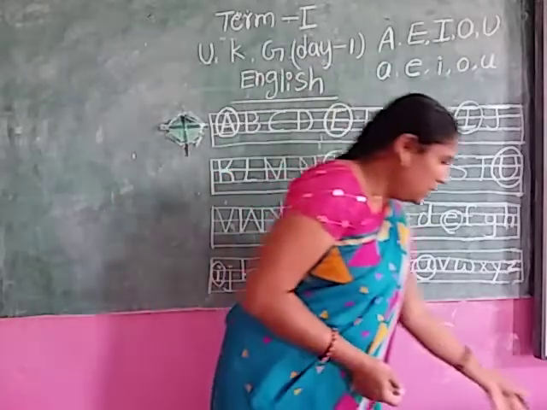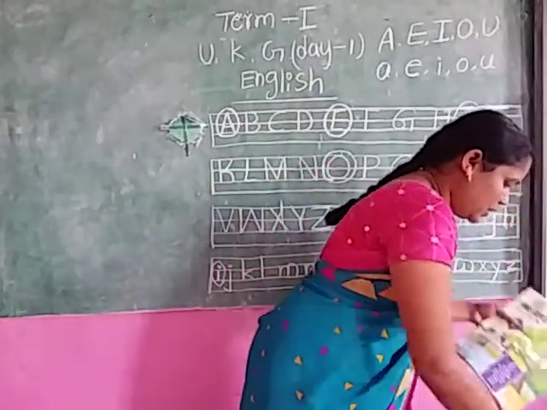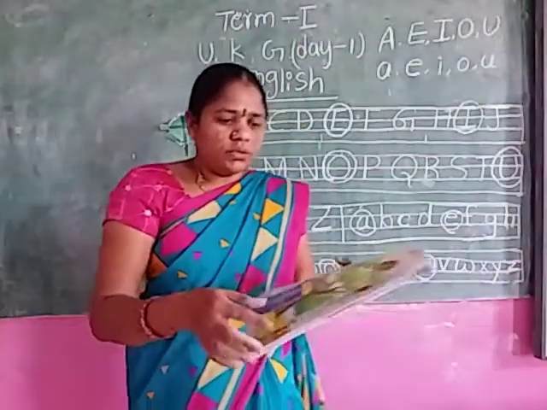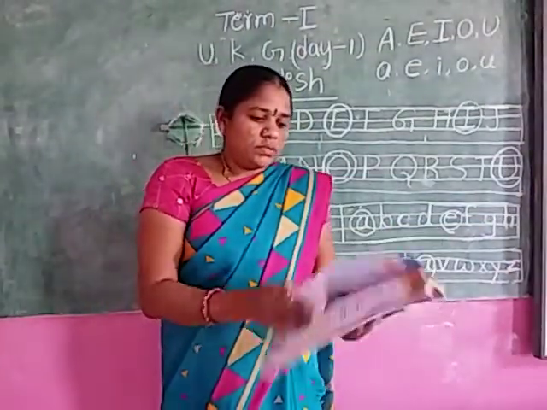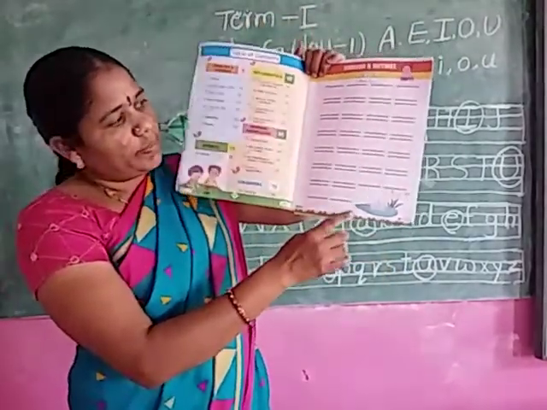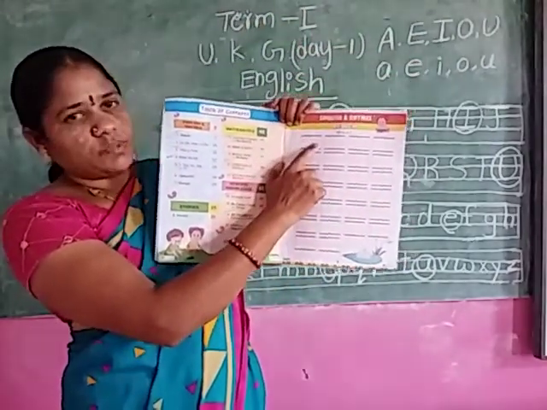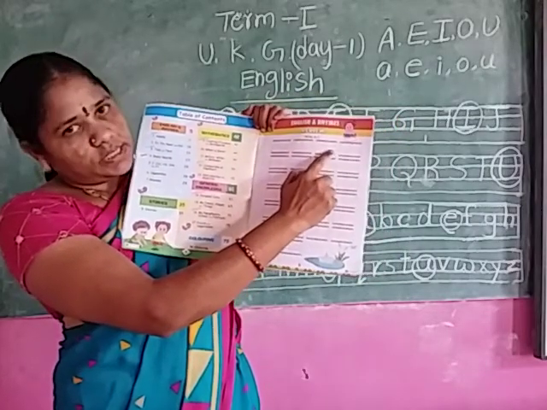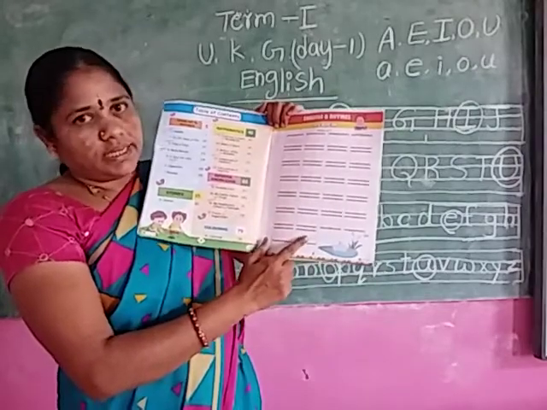See, in your term one book. This is your term one book. First one, here. Write the alphabets. Capital A, small a. Capital B, small b. Capital C, small c. Like this, A to Z, up to Z.